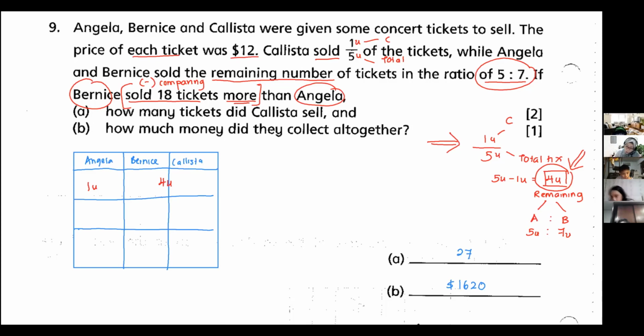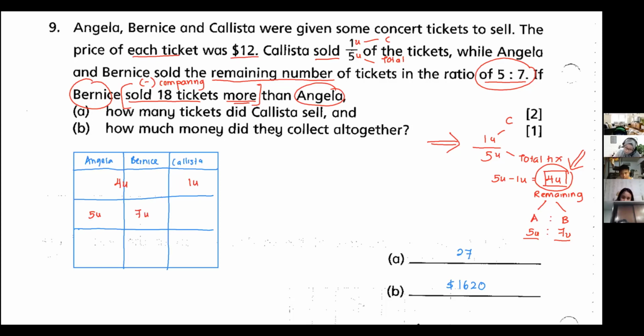Okay, after that, we go on to the next one. We know Angela and Bernice individually: this is 5 units, this is 7 units. Did I do something wrong? Oh, reversed, sorry. Callista is on the right hand side. So Callista is 1 unit. Angela and Bernice is 4 units together, right? That total. So we know that Angela and Bernice is 5 units and 7 units respectively.